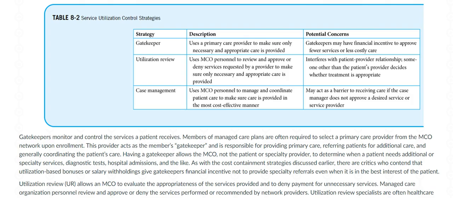So you have many managed care plans that usually have this primary care provider that's also known as a gatekeeper, and they're responsible for providing primary care, referring patients for additional care, and generally coordinating the patient's care. You also have the utilization review, which uses the managed care organization personnel to review and approve or deny services requested by a provider. And then you have your case management that uses the MCO, the managed care organization personnel, to manage and coordinate patient care to make sure care is provided in the most cost-effective manner.